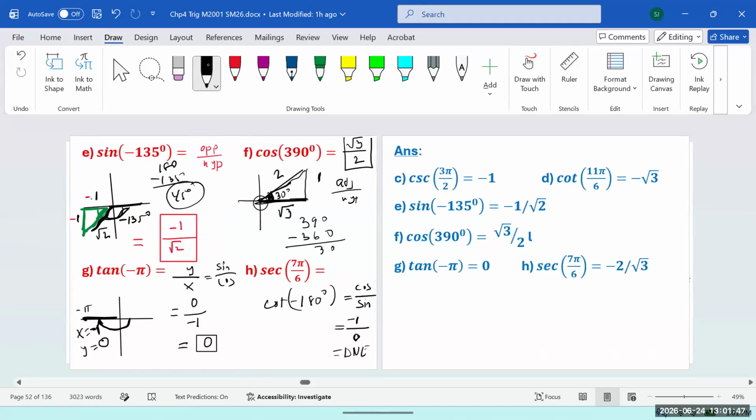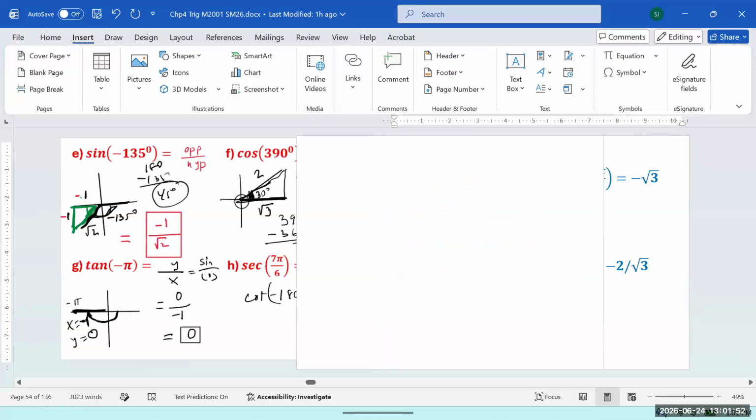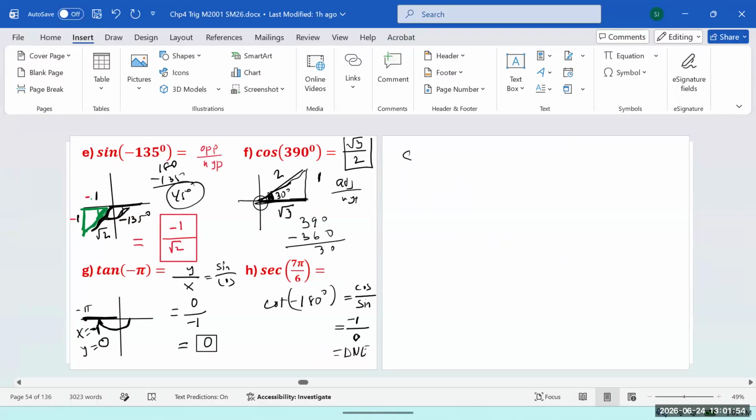So 7 pi over 6. Secant 7 pi over 6. Let's convert 7 pi over 6. Times 180 over pi. Pi cancels out. 6 goes into 180 how many times? 30 times. And we have 7 times this 30. 210.